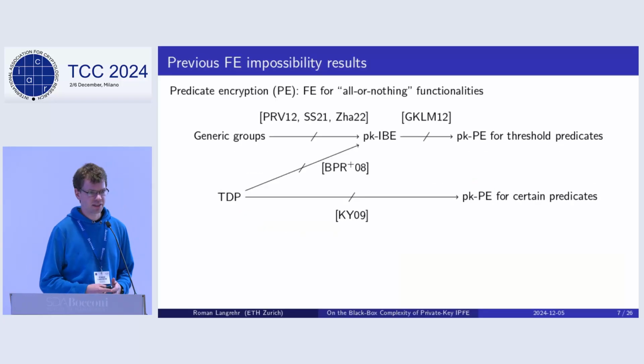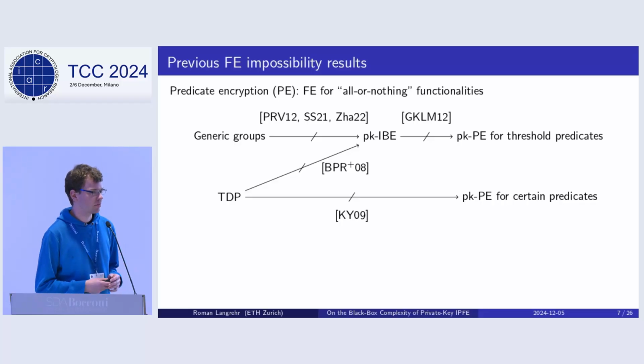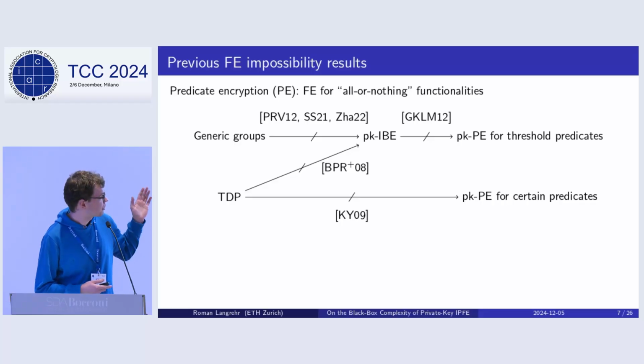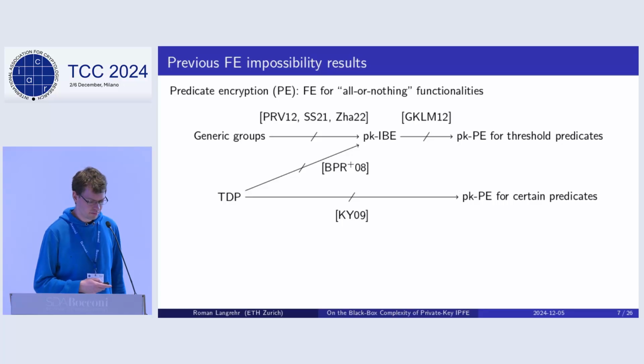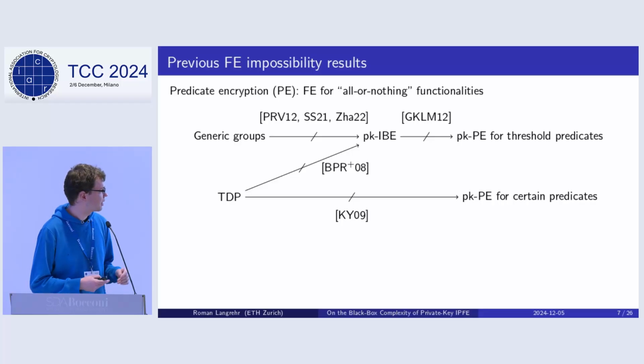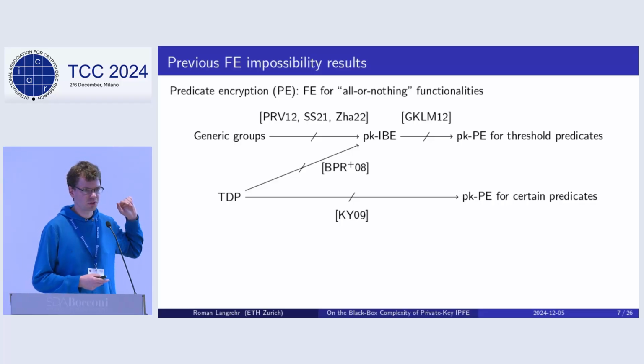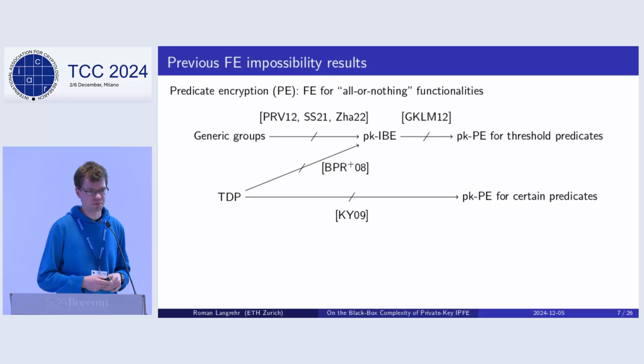There are several oracle separations in the realm of functional encryption. I've already mentioned the ones for IBE, but there are also some that show predicate encryption for certain classes of predicates is not possible from trapdoor permutations or even IBE. And one idea that appears in all of these oracle separations is that it's impossible to compress an exponential number of public keys into a master public key that has just a polynomial size description.